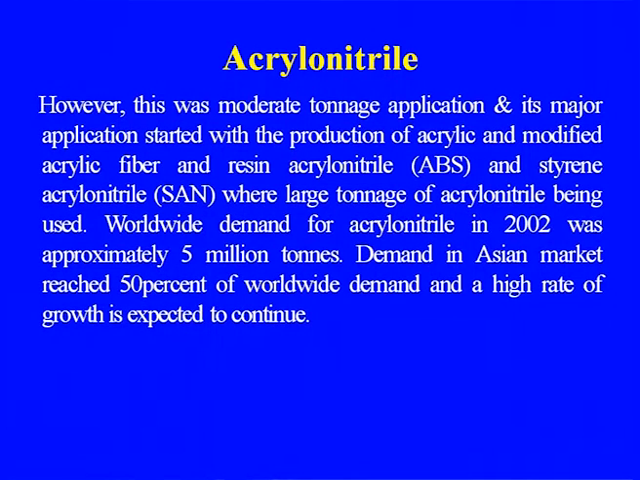So, that has led to the further development in case of the requirement of the acrylonitrile, where large tonnage of the acrylonitrile is being used. Worldwide demand of the acrylonitrile was approximately 5 million tons. Demand in the Asian market reached 50% of the worldwide demand, and a high rate of growth is expected to continue. But one of the major developments in case of the acrylonitrile was the development of the process by ammoxidation of the propylene.